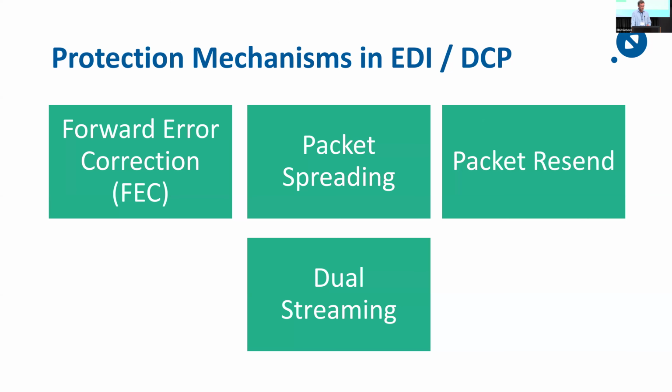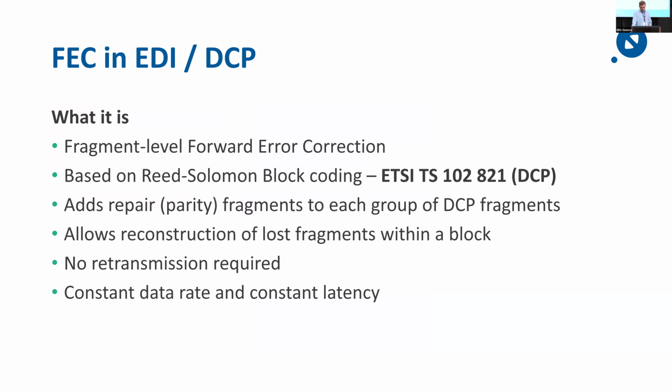Within EDI and DCP, there are several methods. We have forward error correction, packet spreading, packet resend, which is rarely used in practice, and we have the possibility, which you have seen, of dual streaming. So what is forward error correction? Basically, in simple words, it's adding additional information to the stream, so that on the receiving side you can repair the stream. It does not require a retransmission, it just adds additional information. And it has a known data rate, which increases due to the additional information, and a known latency.